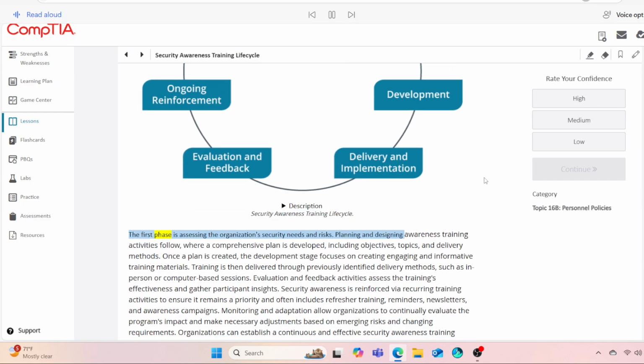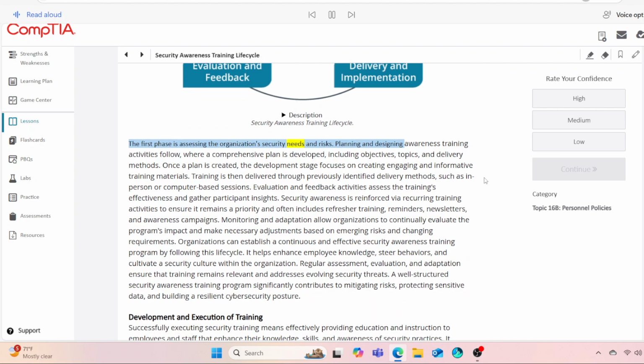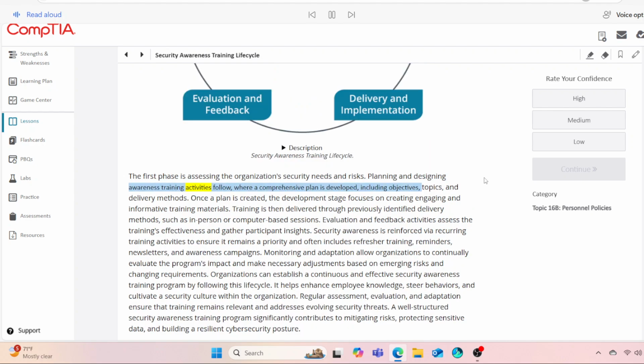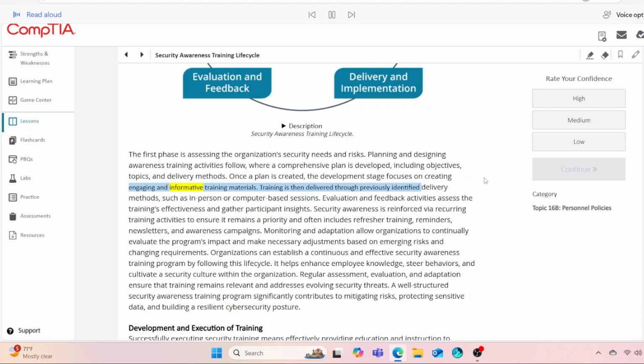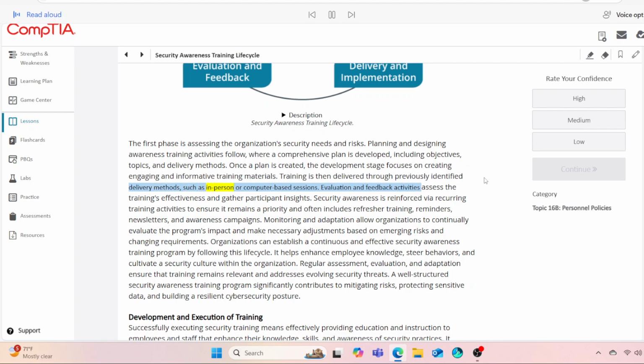Security awareness training life cycle. The first phase is assessing the organization's security needs and risks. Planning and designing awareness training activities follow, where a comprehensive plan is developed, including objectives, topics, and delivery methods. Once a plan is created, the development stage focuses on creating engaging and informative training materials. Training is then delivered through previously identified delivery methods, such as in-person or computer-based sessions.